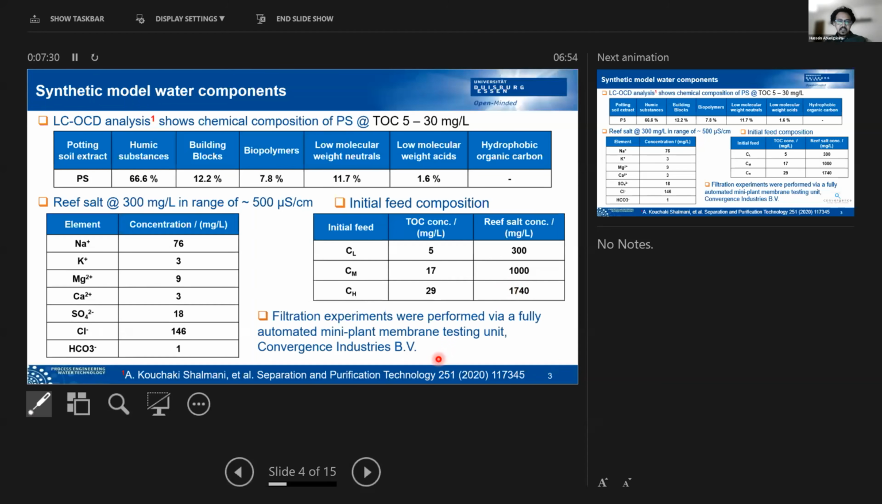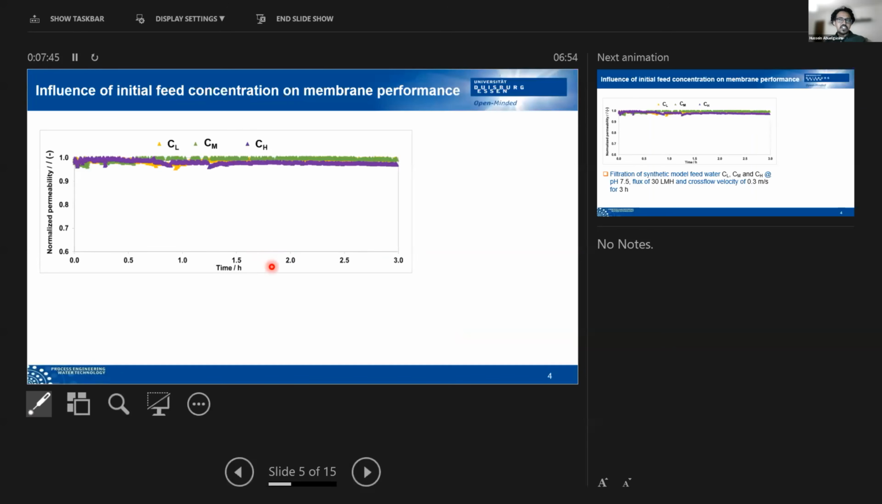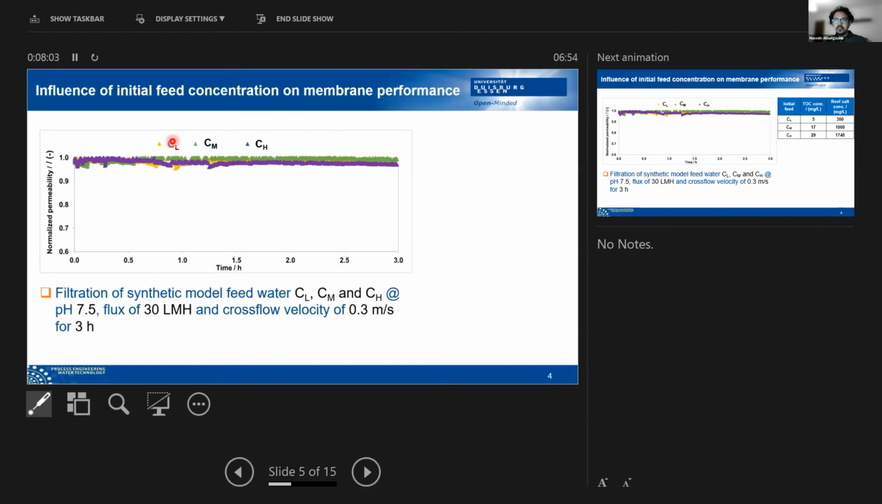The experiments were done as batch experiments, performed with an automated mini plant membrane provided by Convergence from the Netherlands. So the results here show that the influence of the initial feed concentration on the membrane performance can be simulated. As I said, in the batch experiments we run a filtration of 3 hours. We recirculate both the retentate and the permeate, and on the y-axis you will see the normalized permeability when we tested the low, the medium, and also the high concentration.